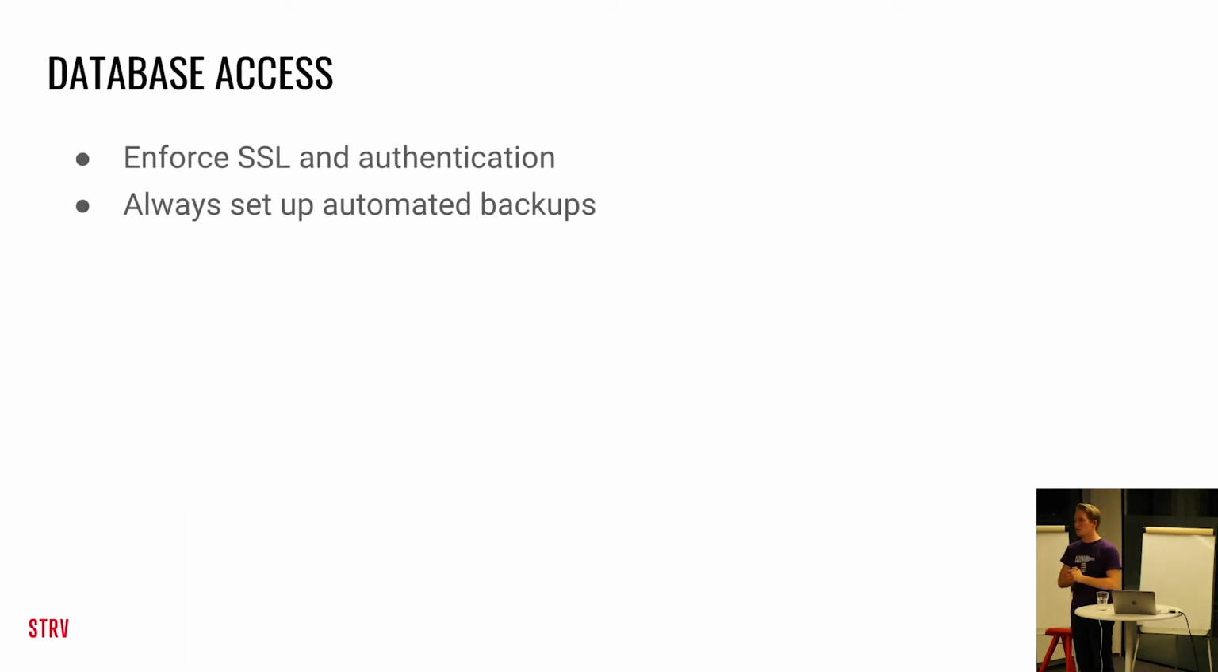Then, Node applications typically communicate with a lot of services: database, third-party APIs. For all of them, always enforce SSL communication and always enforce privileged access using some kind of API key or passwords or better. And for database in particular, always set up backups.